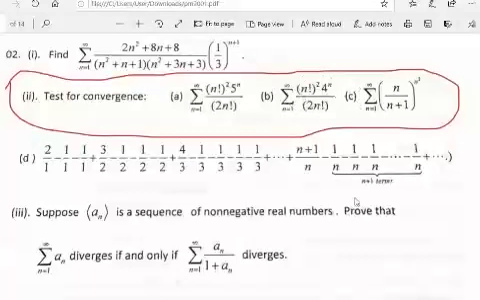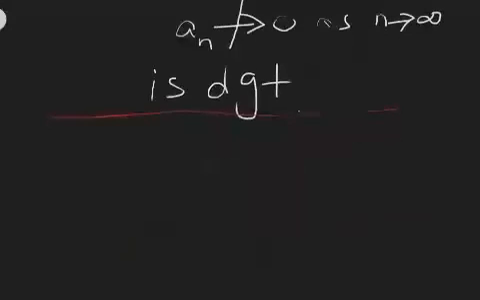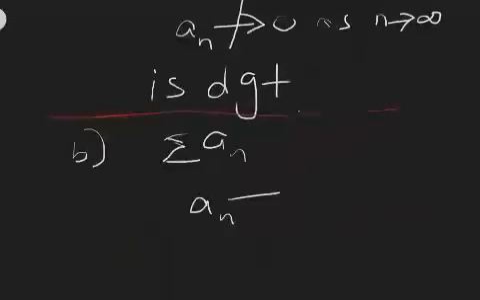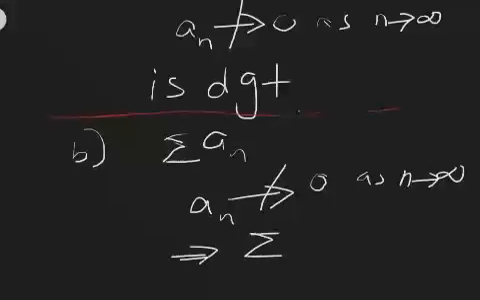The limit of part B: so let's sum a sub n. If this term does not converge to 0 as n goes to infinity, we can say that this infinite series is divergent, right?